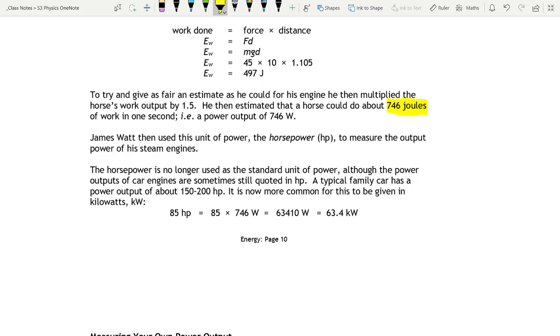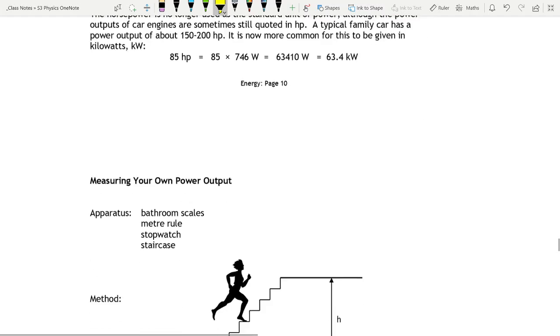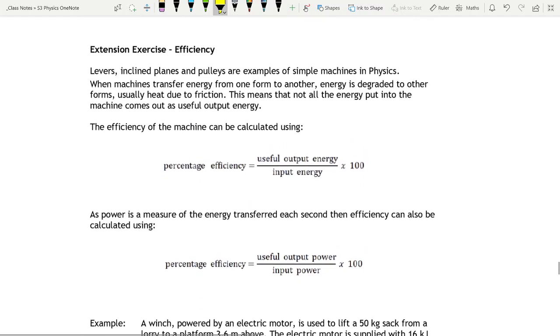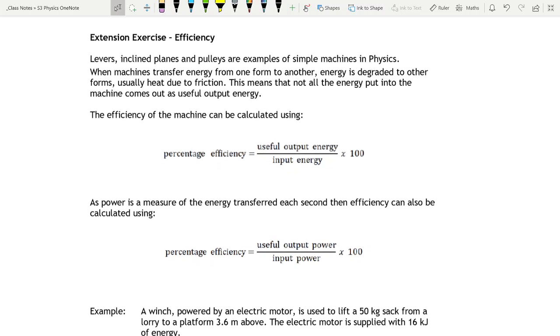Right, we're going to skip the next page because we're going to come back to it in a second. I just want to go through a little bit more theory. So this is an extension exercise. That means it's not actually in National 5, but it fits in really well with this part of the course. So it's good to know, and it is really good to know in an everyday situation.